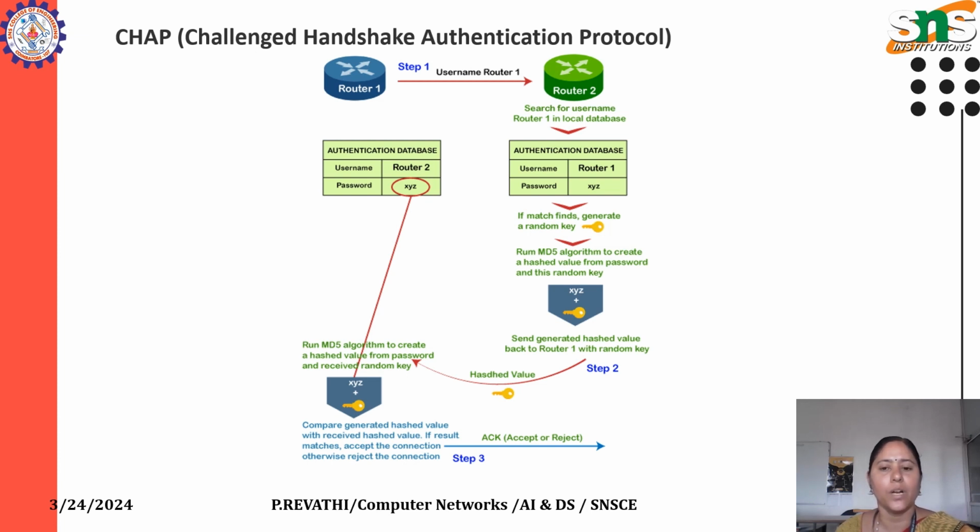Step 3. Router 1 receives the hashed value and a random key from router 2. Then router 1 will pass the random key and locally stored password to the MD5 hashing function. The MD5 hashing function generates a hashed value from the combination of random key and password. If the generated hashed value does not match the received hash value, then the connection gets terminated. If it matches, then the connection is granted. Based on the above authentication result, the authentication signal, either accepted or rejected, is sent to router 2.